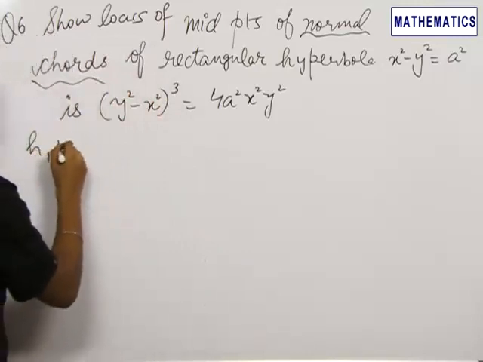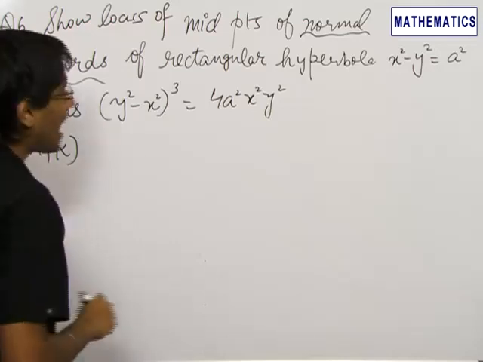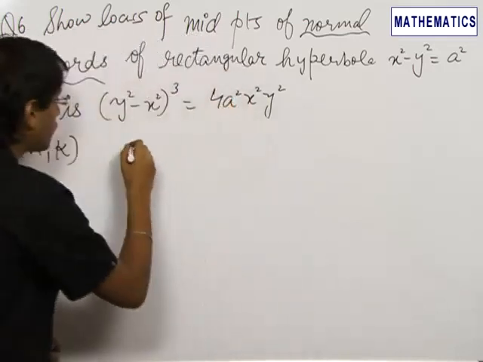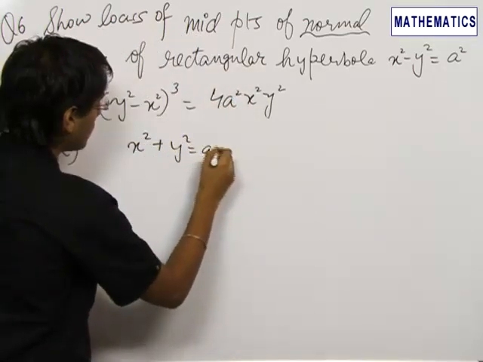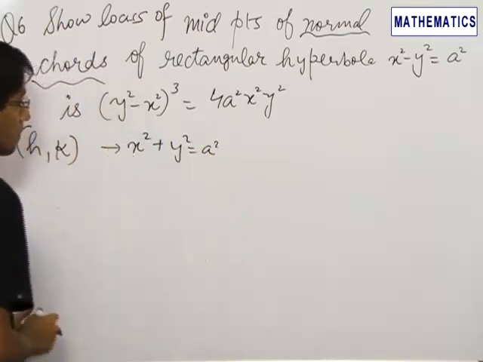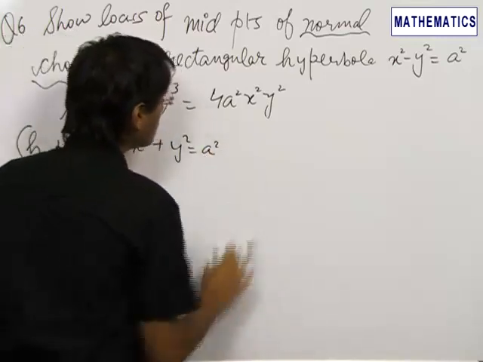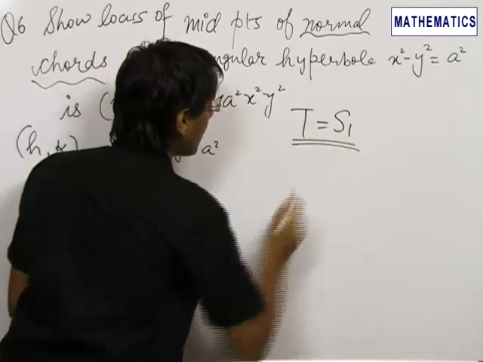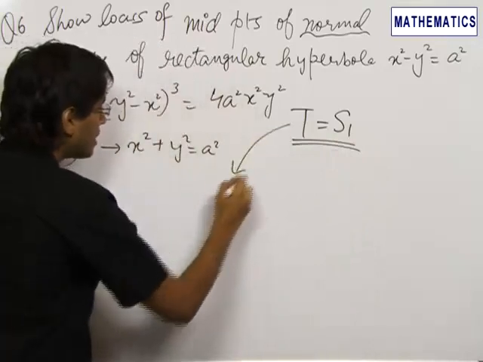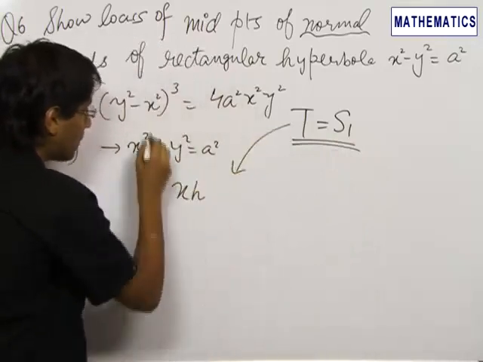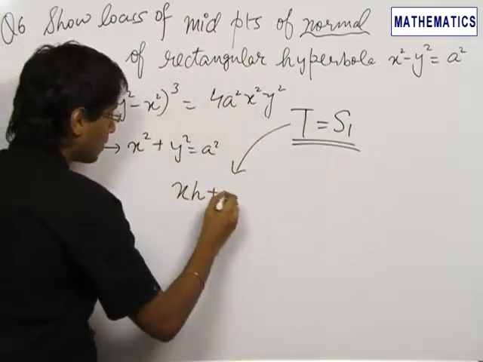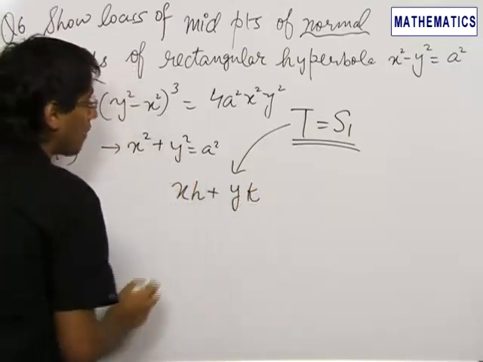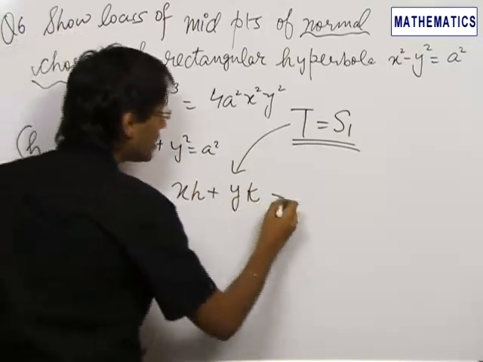Now if h comma k is the midpoint of this chord, then as we did in the chapter of circles, if h comma k is the midpoint of the chord for the circle x square plus y square is equal to a square, let's say this example, then the equation of chord whose midpoint is given to be equal to h comma k is given by T is equal to S1, that is T is given by x into h, replacing one of the x by h, plus y into k, replacing one of the y by k, is equal to S1.